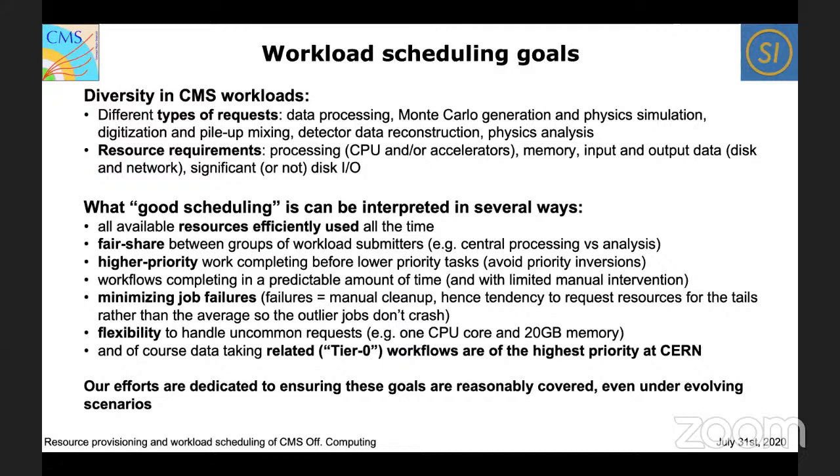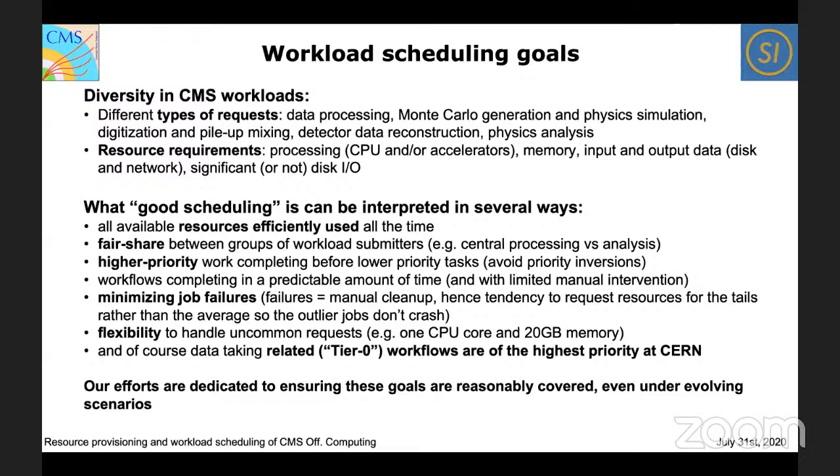Now we have to do basically our most important task, of course, besides building the pool: handling the workloads, scheduling. In that we have to consider that we have different types of requests: data processing, Monte Carlo generation, detector data reconstruction, etc. And all these requests have different resource requirements in terms of number of CPUs they have to run on. Maybe they need an accelerator, or they are prepared to run on accelerators, amount of memory, disk and network I/O, etc. So each job has requirements.